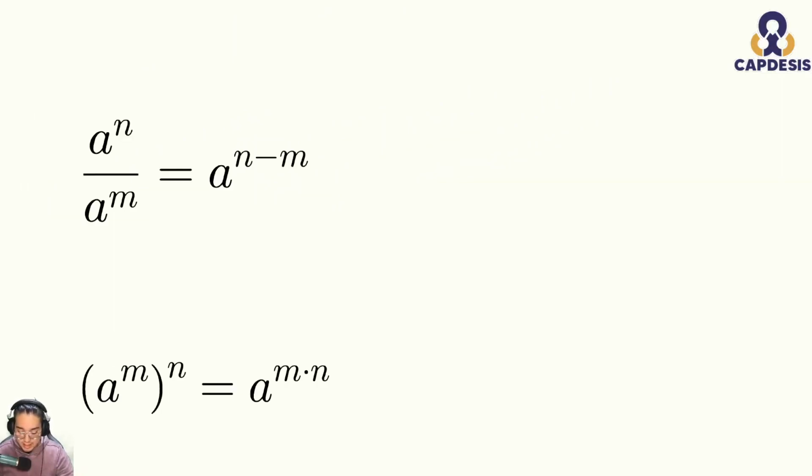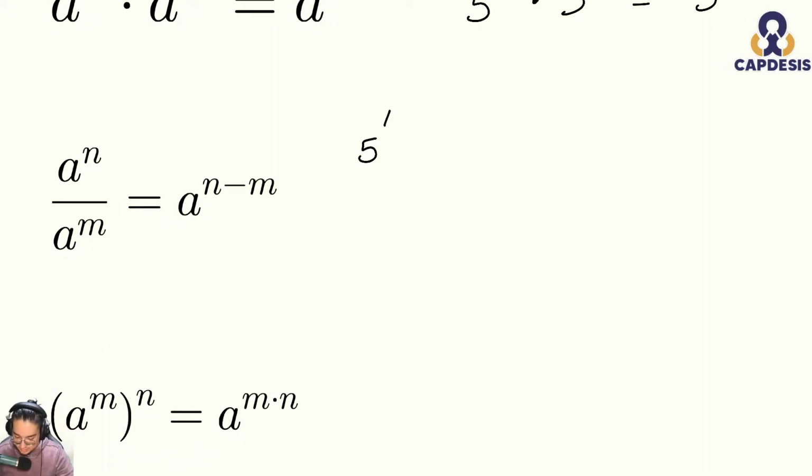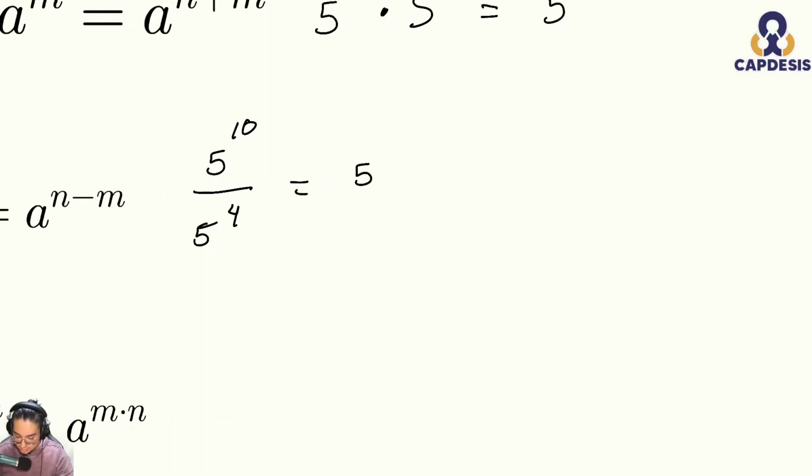a to the n divided by a to the m is equal to a to the n minus m. If we have 5 raised to the 10 divided by 5 raised to the 4, it will be equal to 5 raised to the 10 minus 4, which would be 5 raised to the 6.